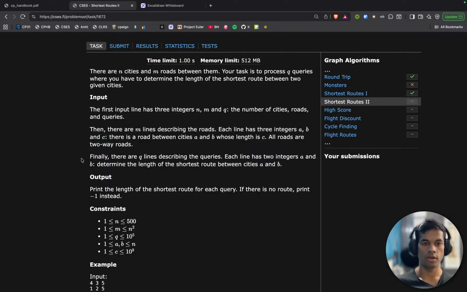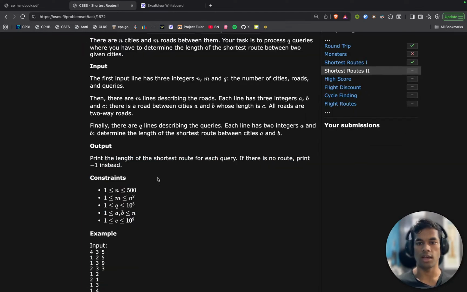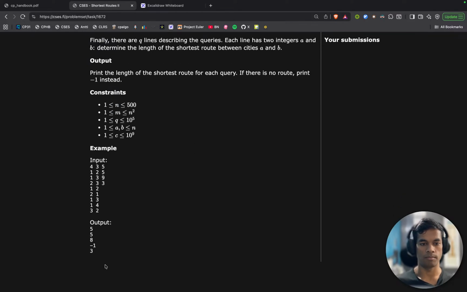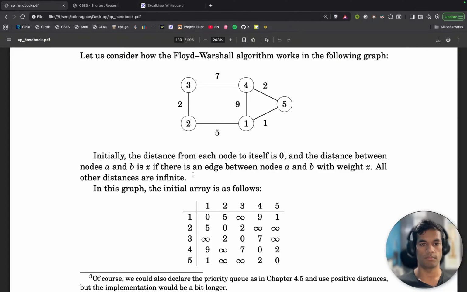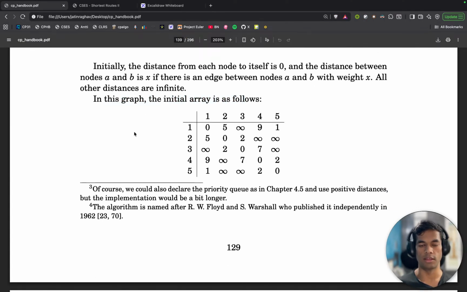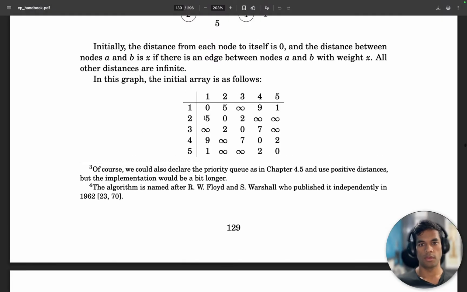Yes, two-way roads. Finally, there are q lines describing the queries. Each line has two integers a and b to determine the length of the shortest route between the city a and b. And if there is no route, then output -1. Like in this case, there is no route between city 1 and 4. Okay, so initially the graph array is like this. Okay, this does make sense.